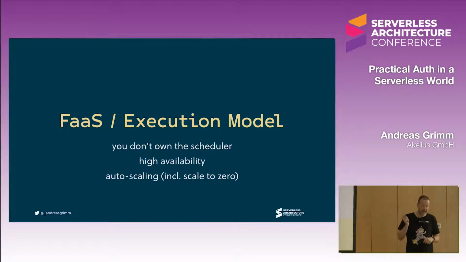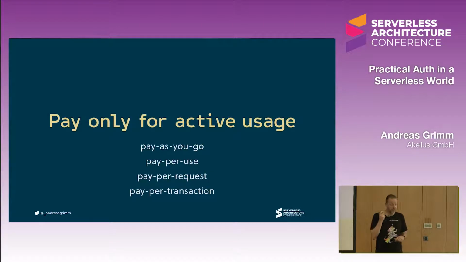And it's this execution model or this function as a service, which is part of serverless. And some aspects are you don't own the scheduler that calls your code, whereas in Kubernetes, for example, you still own the scheduler. It's this high availability and auto-scaling that I guess we all know, including this scale to zero, which is this pay only for active usage, and there are several terms, like in a broader sense, or really pay per transaction.